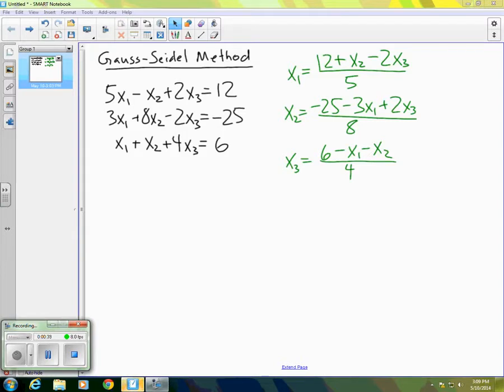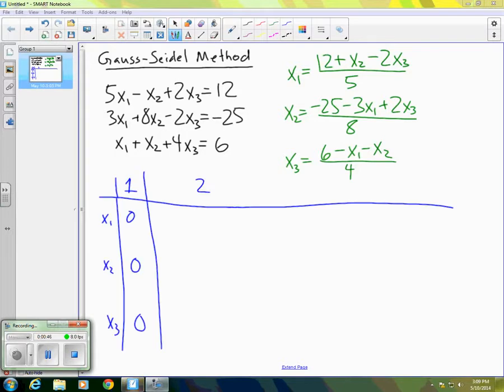The next thing I'll do is make a table that we'll use to keep track of our values. You can see, like last time, I'm starting with initial values of 0 for each of x1, x2, and x3. The choice of 0 is arbitrary. We could choose all three of them to be 1 if we wanted, whatever we'd like. So now let's go ahead and compute the second values of each one.